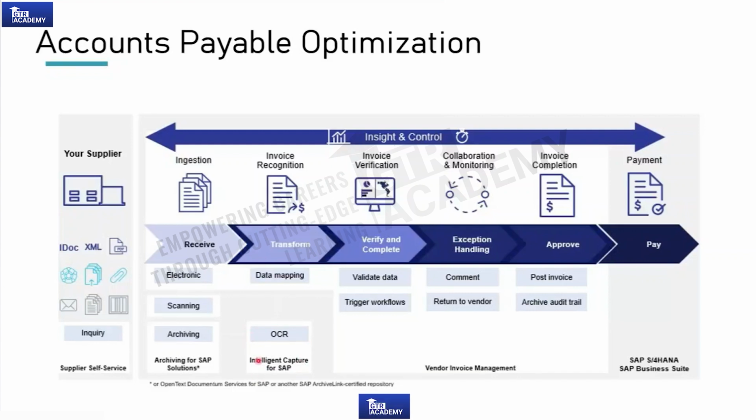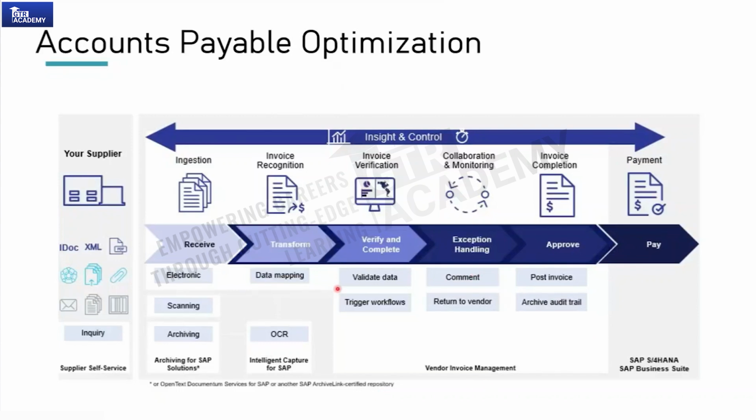If you buy it from SAP, it is called IC4S. If you buy it from OpenText, it is called IES. The products are one and the same, just where you bought it. So I'll be calling it IC4S for the rest of the training. And this tool, IC4S, will data map and translate everything into the SAP screens and send it to the VIM solution. If I have to segregate these two, ingestion and invoice recognition are taken care of by the BC framework, and the rest of the steps are taken by the VIM solution.